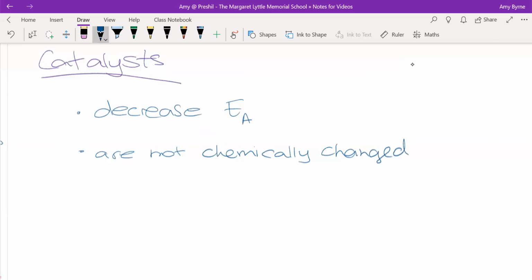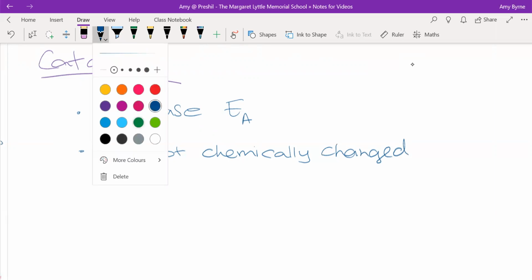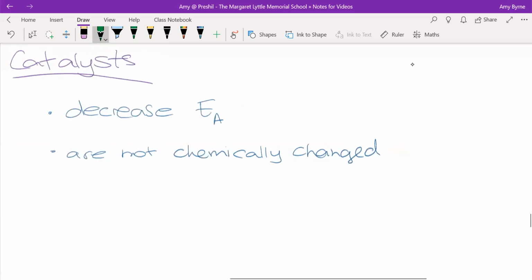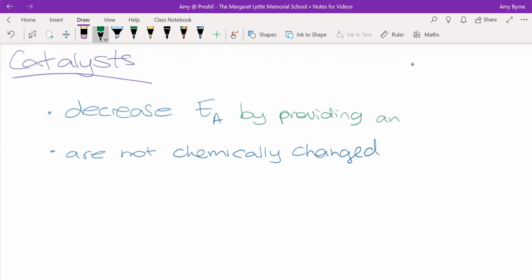So catalysts decrease activation energy and are not chemically changed by the reaction that they're facilitating. There's one super important thing that we need to add to this first point. Catalysts decrease activation energy by providing an alternate reaction pathway.